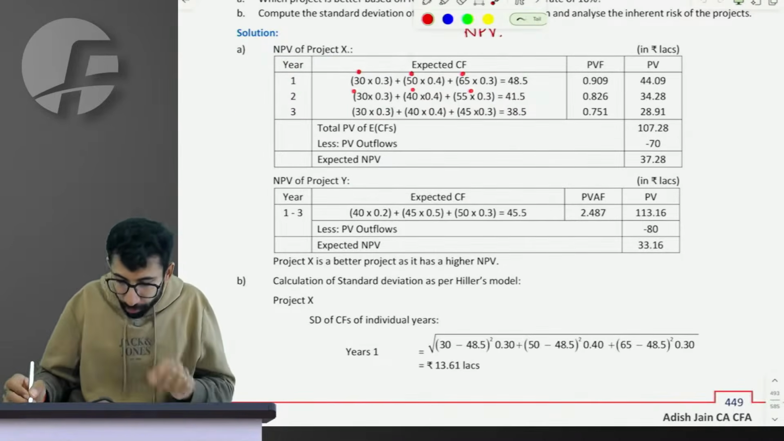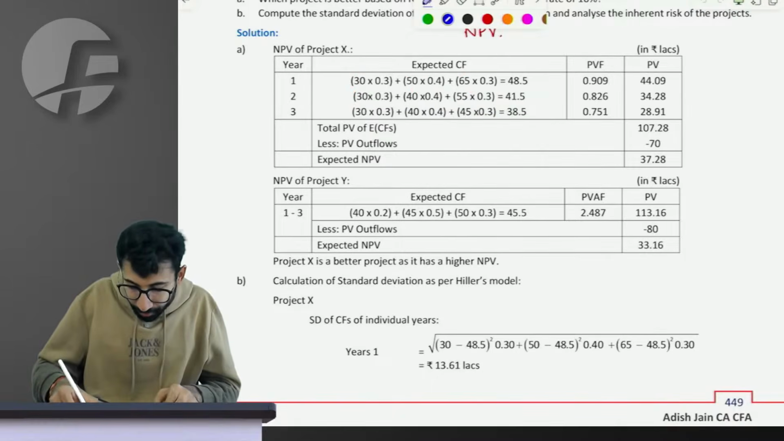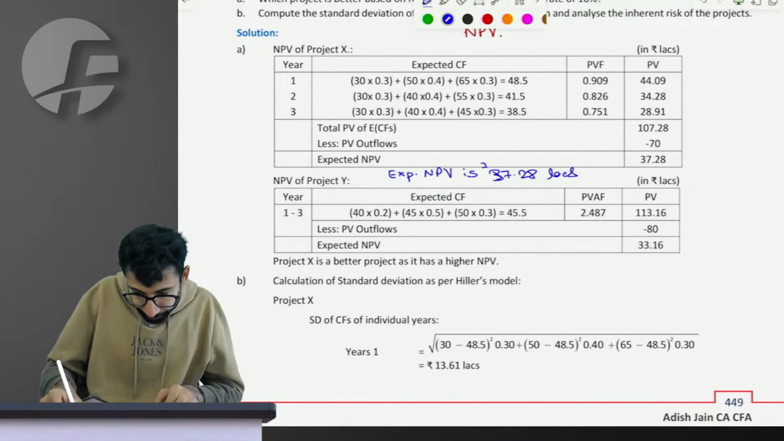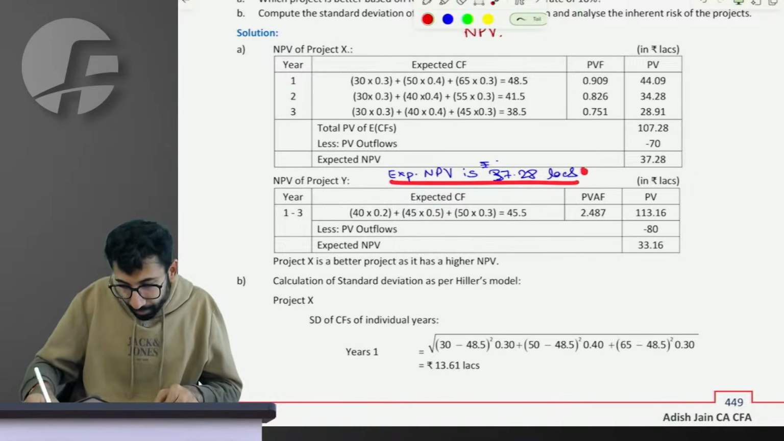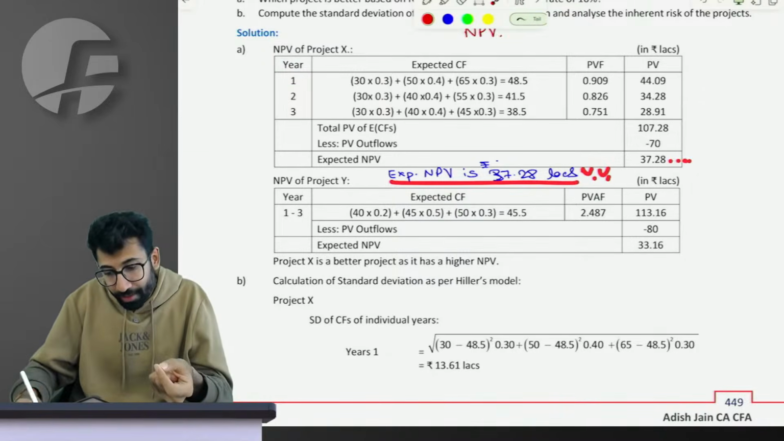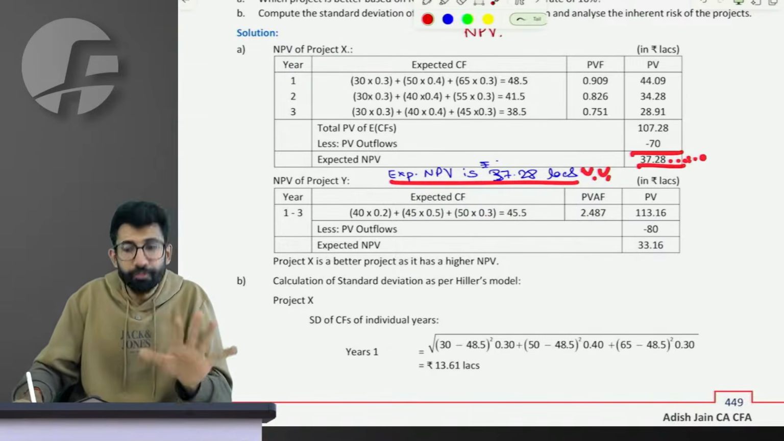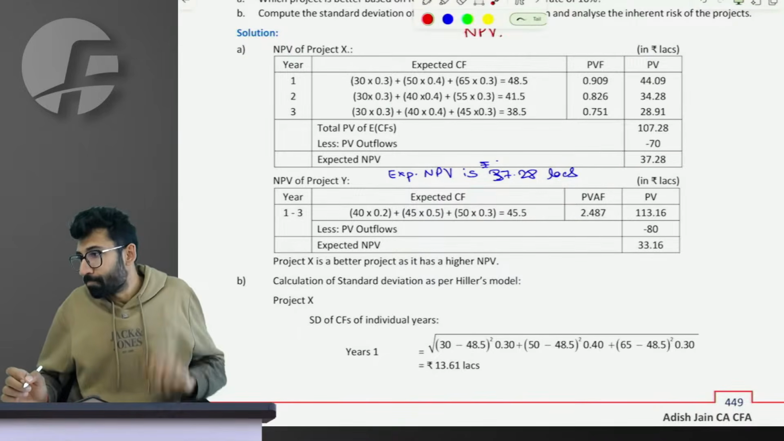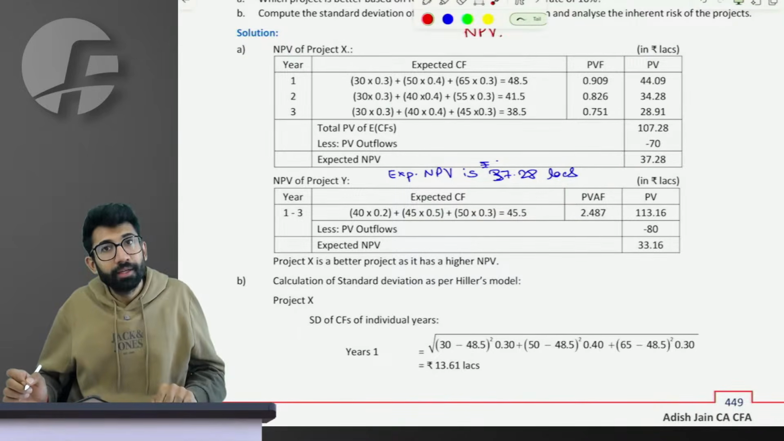Finally, one thing you all should do: after this table, write down the expected NPV in the form of text, that it is 37.28 lakhs rupees. This way, if you write it, the possibility that the examiner may deduct marks for not writing the amount clearly is removed. Anyways, we have put it in the heading over here. Are you understanding?